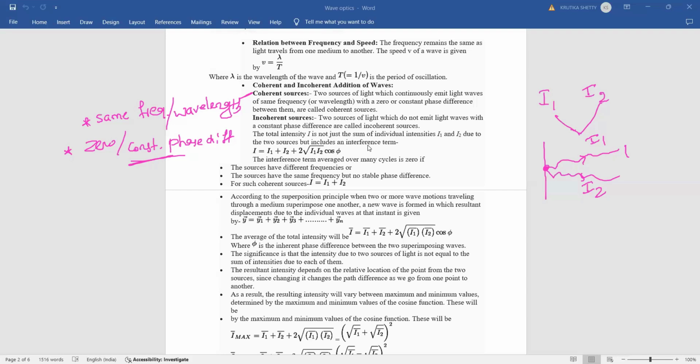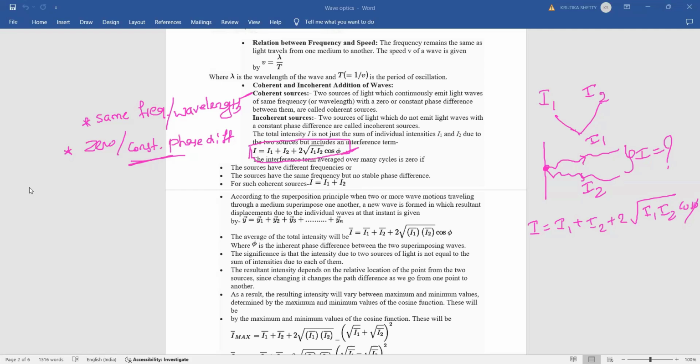Please remember the formula, which will help especially in the competitive part. For regular board syllabus numericals, it is not needed. Just in the competitive exams, these formulas are important. So coherent sources, incoherent sources. Is it clear, everyone?